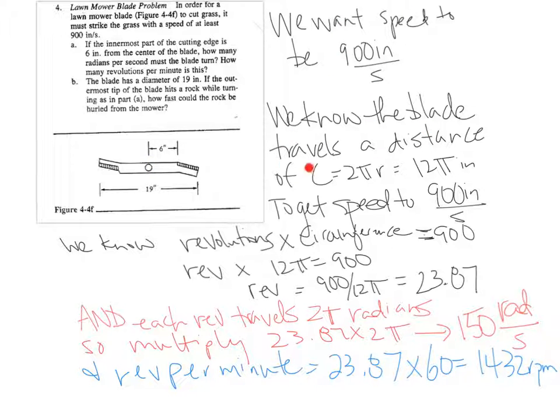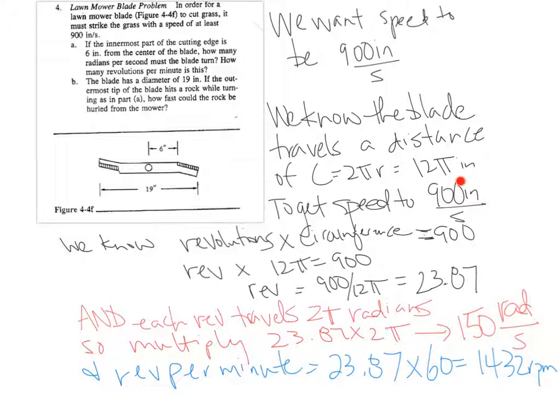We know that the blade travels a distance of the circumference of that circle, if you were to draw a circle here, 2 pi times r, where r is 6 inches, so that's 12 pi inches. We want to get a speed of 900 inches per second, and we know that revolutions times the distance traveled, so the number of revolutions times the distance traveled, or the circumference, is equal to 900 inches per second. So our revolutions is what we want to find, and our circumference was 12 pi.